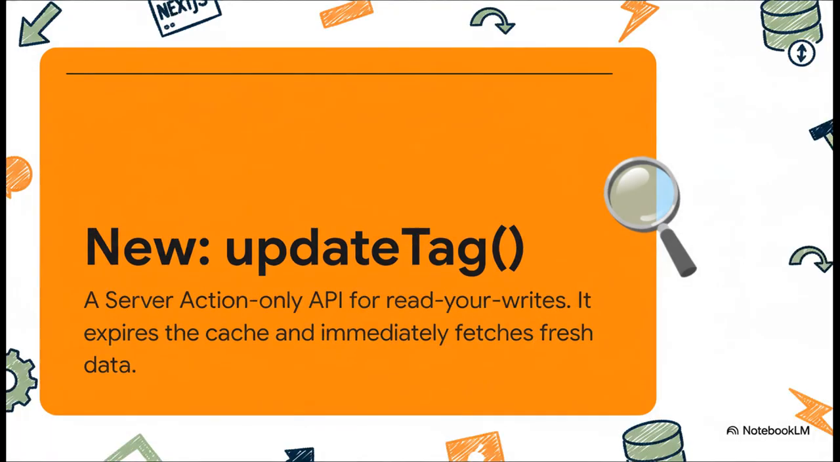Now, what if you need instant consistency? For that, there's a brand new API called updateTag. And this one only works in server actions. Imagine a user submits a form. You can call updateTag, and it does two things. It expires the cache and immediately fetches the fresh data, all in the same request. This means the user sees their update right away. It's perfect for those read-your-writes situations.